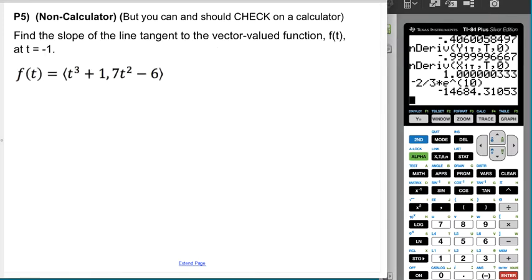All right. So go ahead and give this one a try. Again, try it without a calculator. We're going to find the slope of the tangent line to f of t at t is negative 1.